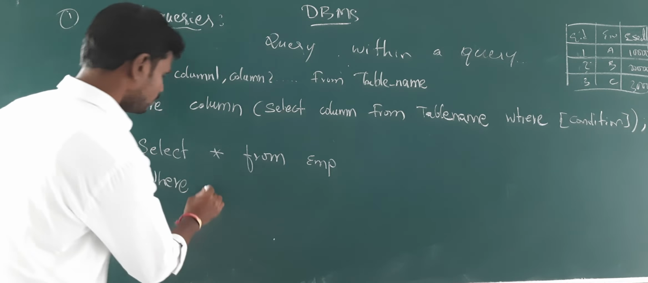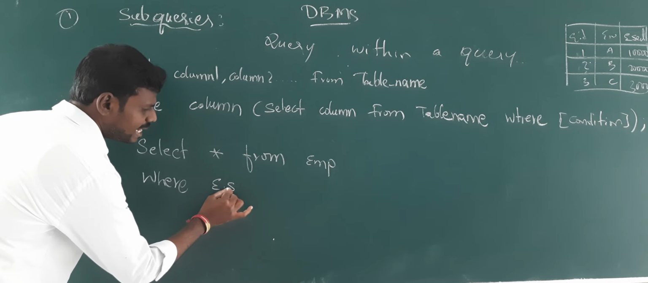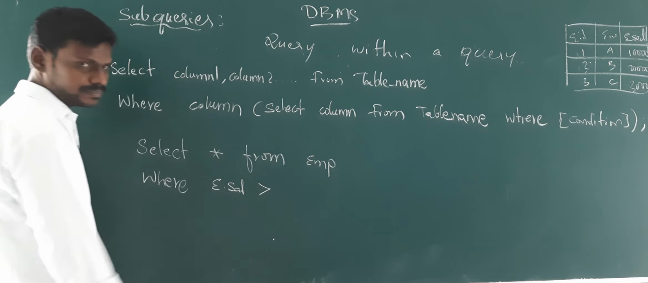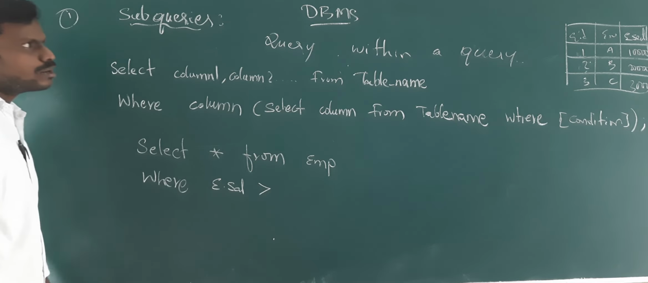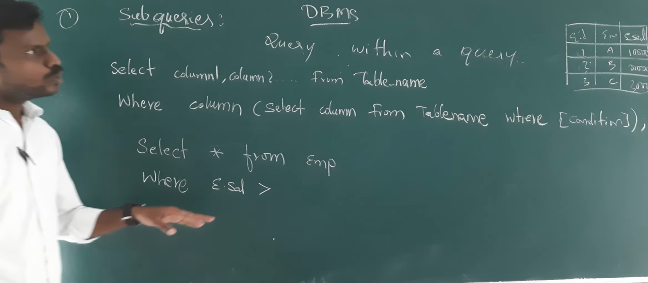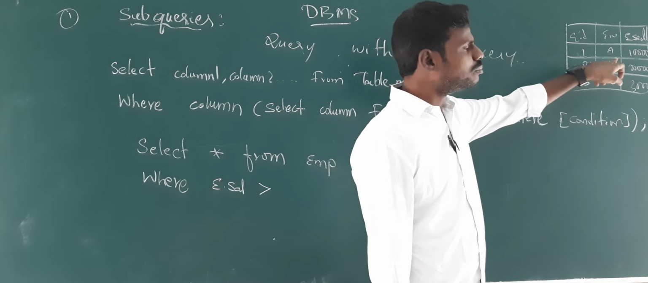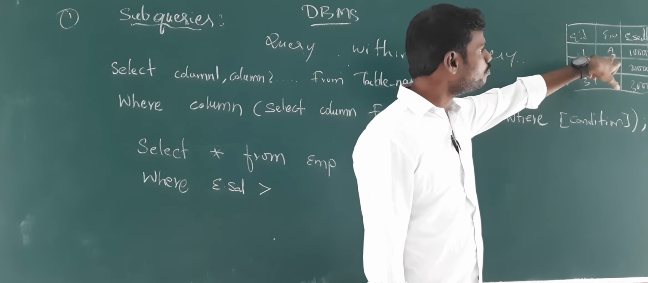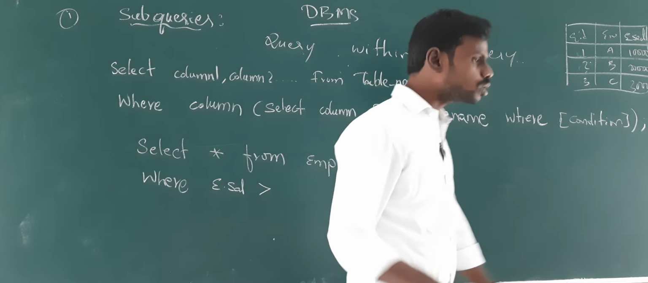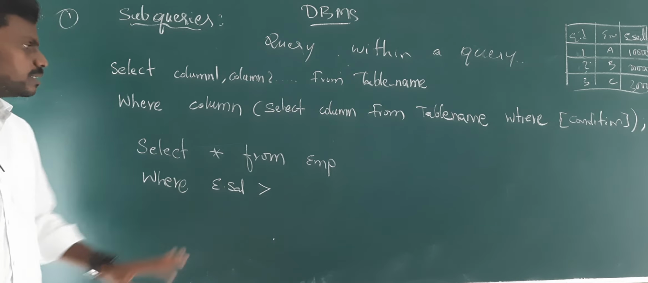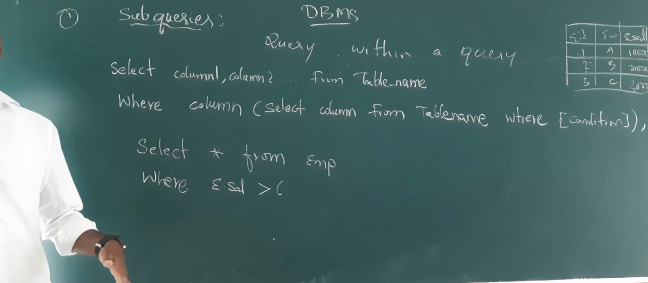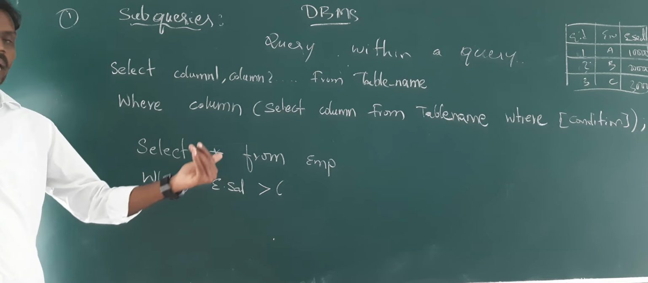Where employee salary is greater than, but I don't want to give it as 10,000. I don't know. But whoever is getting a salary should be more than the salary of employee A. I know the employee name, I don't know the 10,000. So I will be putting one more condition. I want to see the employees who are getting more than the salary of employee A.